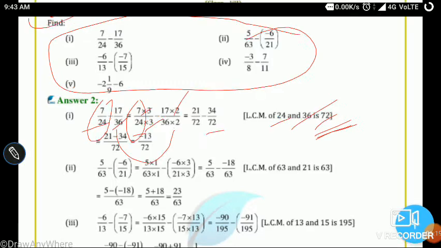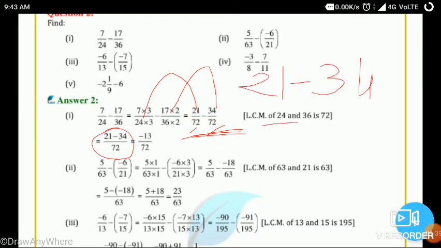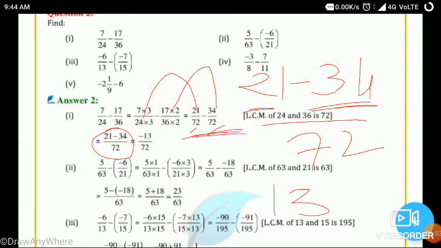So see, now next step is what? Our next step is 7 3s are 21 upon 72 minus 17 2s are 34 upon 72, right? So denominator are same, so we write here 21 minus 34 upon 72, right? So one number is positive, one number is negative, so subtract smaller number from greater number. So 34 minus 21, which is 13. Okay, now see which number is greater, 34, and 34 is negative, so we put minus sign. So minus 13 upon 72 is our answer.